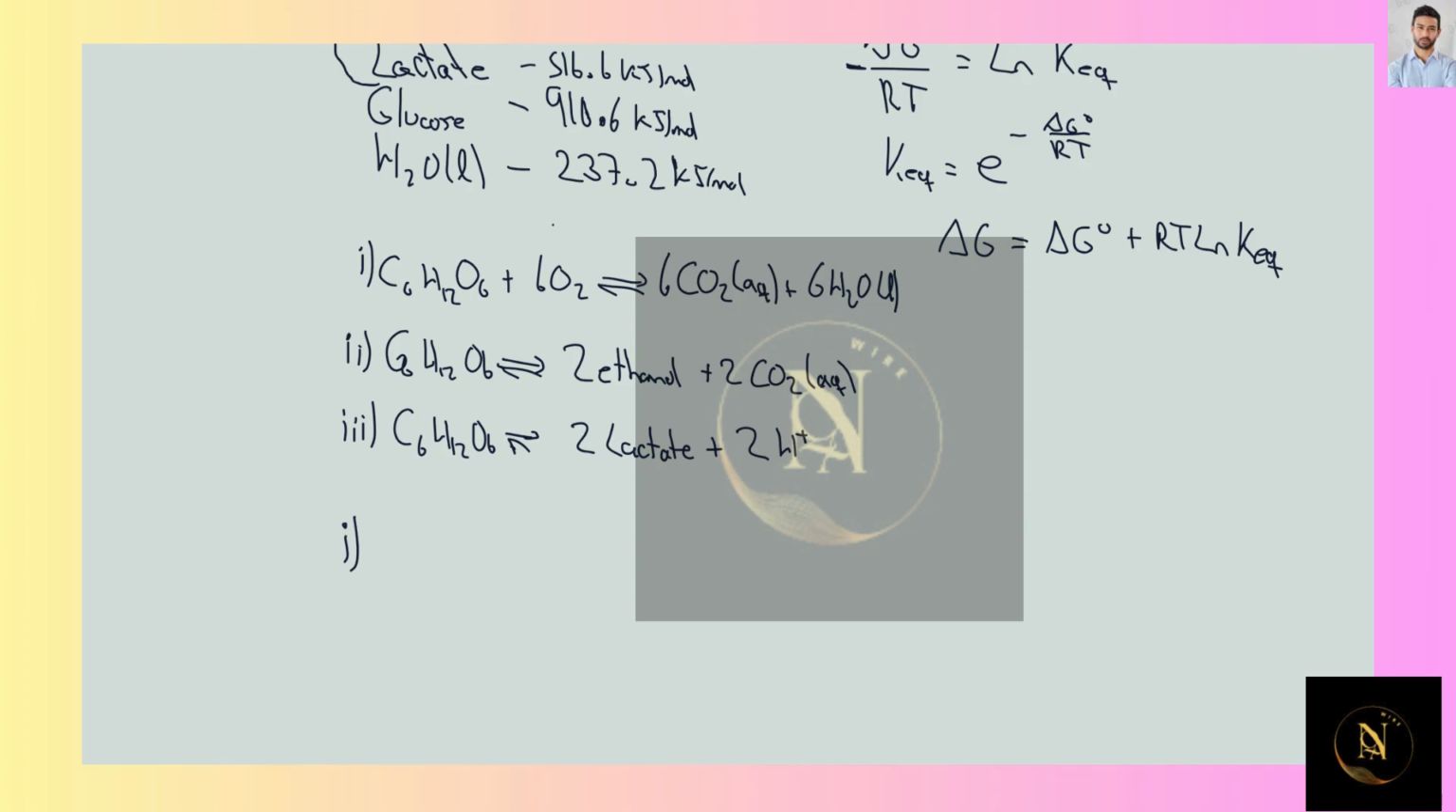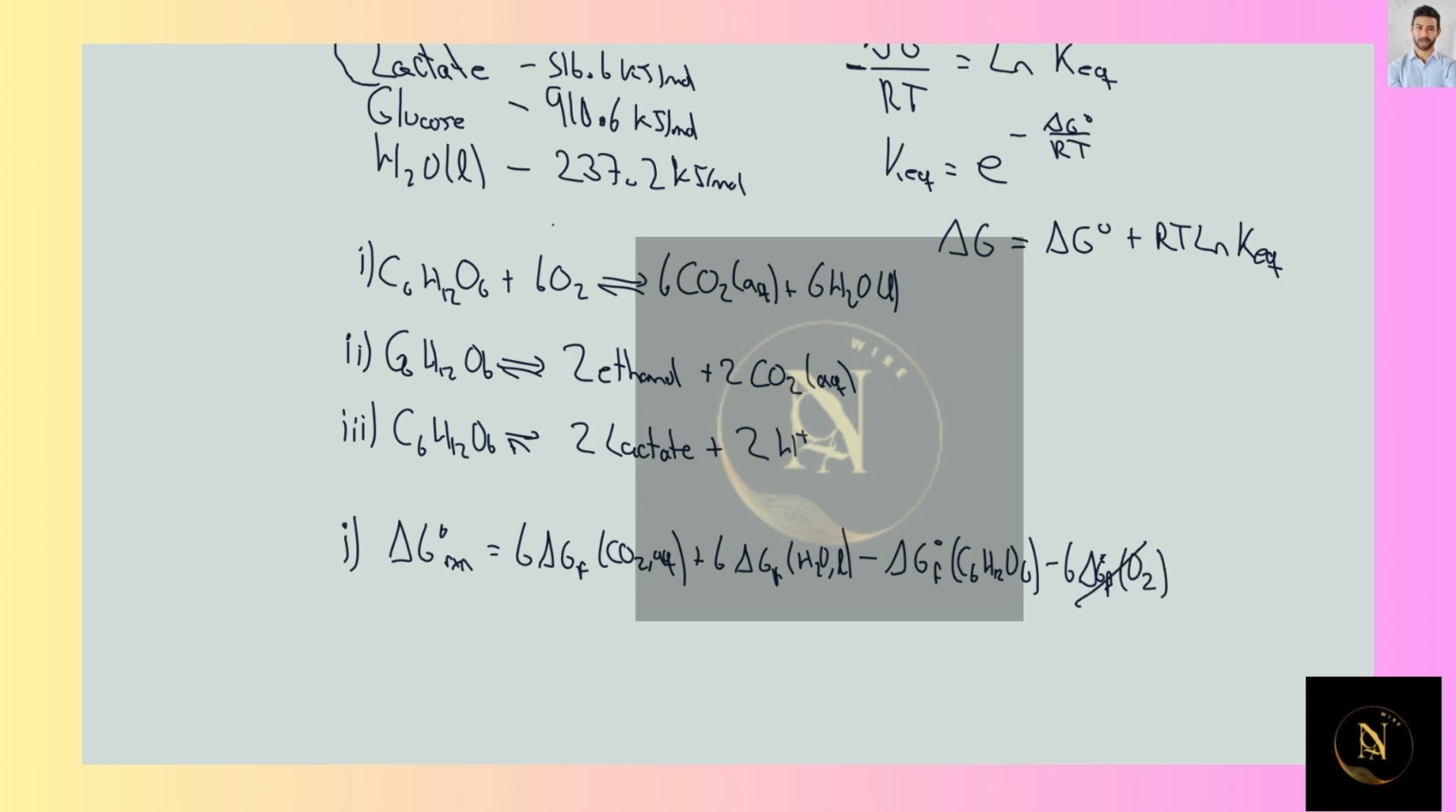So for problem 1, in order to calculate delta G naught of the reaction, we're going to follow the rule that tells us that this is going to be equal to 6 times the delta G of formation of CO2 in aqueous media, which is one of the products, plus 6 times the delta G of formation of water as a liquid, minus delta G of formation of glucose, C6H12O6, minus 6 times the delta G naught of formation of oxygen, which is going to be equal to 0.